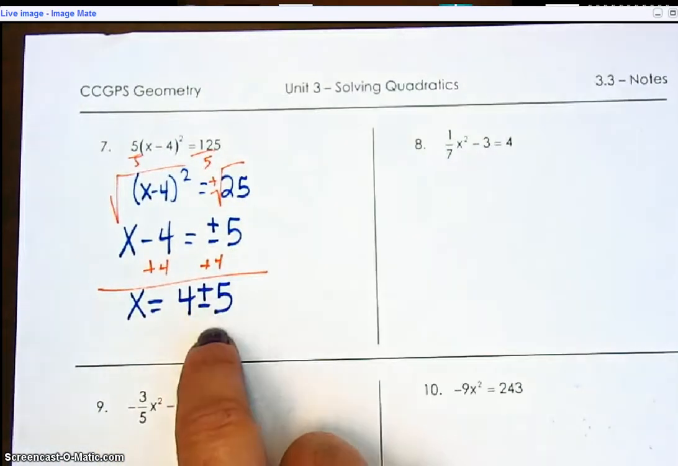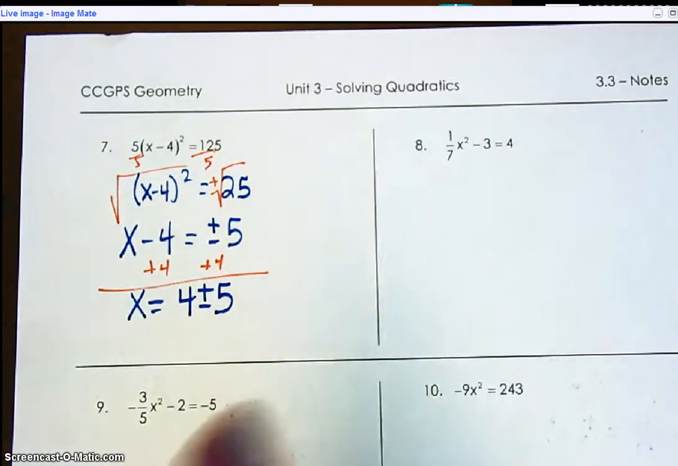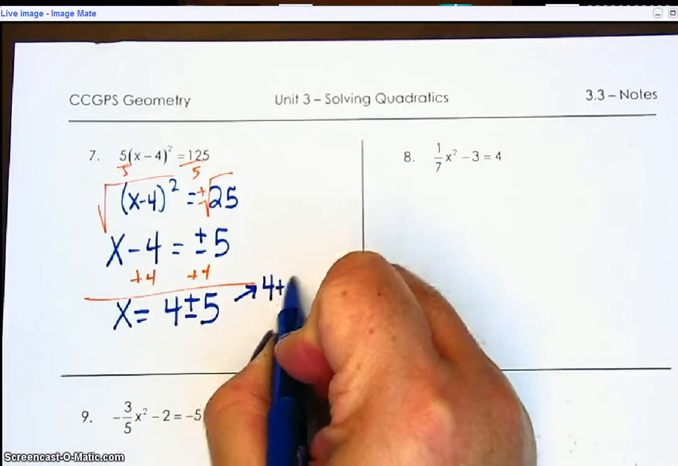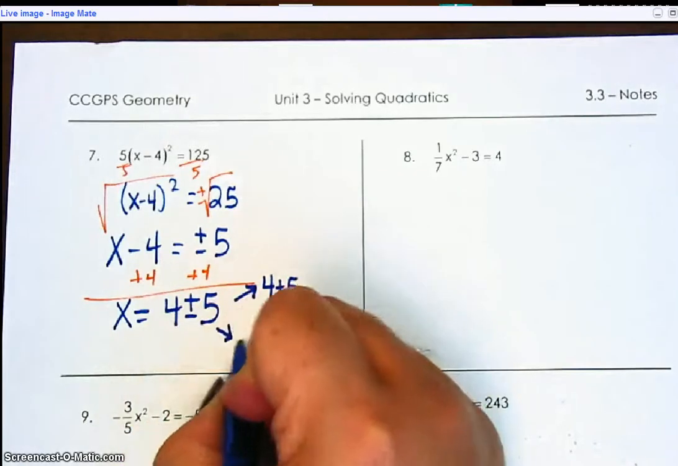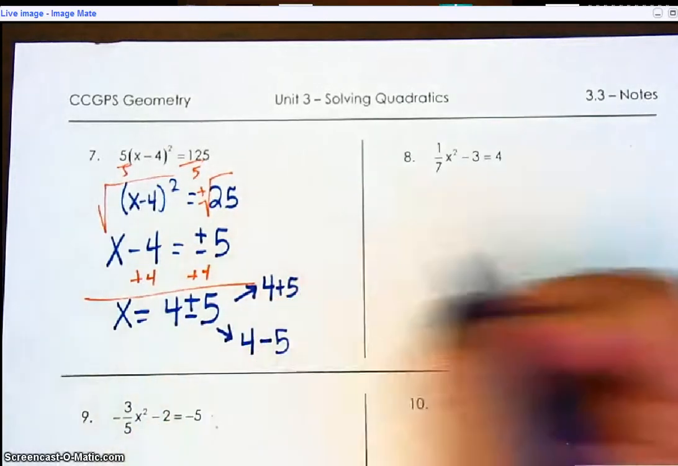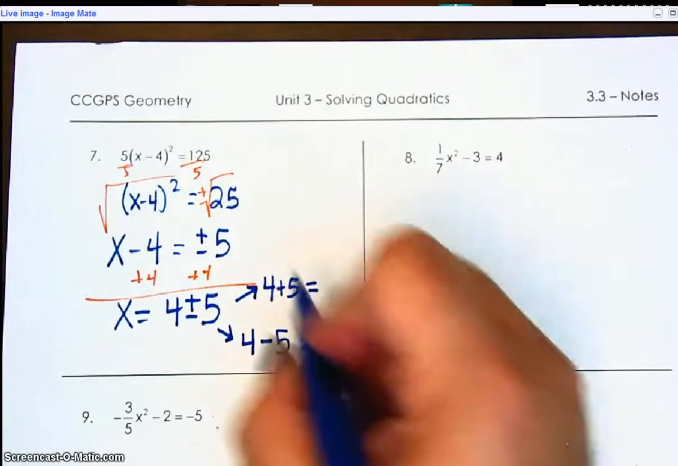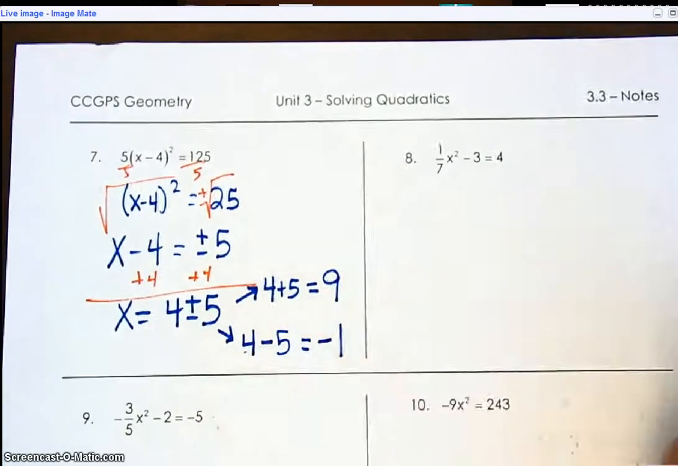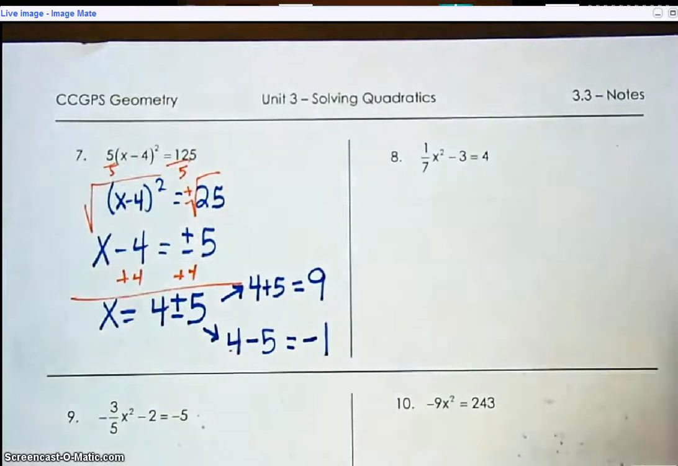However, these are like terms. So this plus minus is a shortcut way of getting two possible answers. So I'm going to split it up. It's 4 plus 5 if you go across the top. If you go across the bottom, it's 4 minus 5. These can be simplified, so there are two answers to this problem. 4 plus 5 is 9. 4 minus 5 is -1. Because they were like terms, that's a special case.